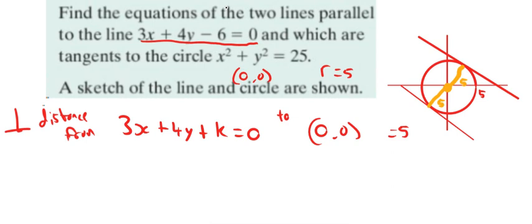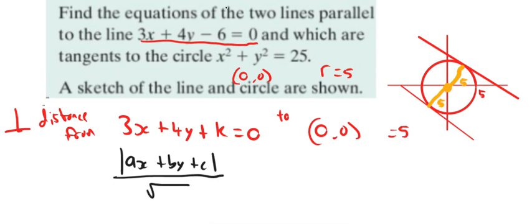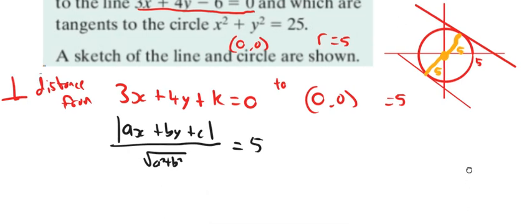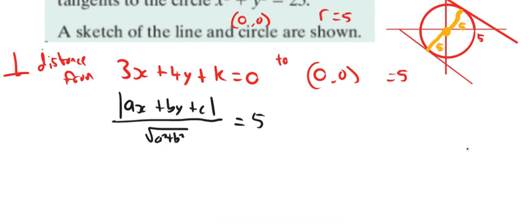Therefore, I can use the equation ax plus by plus c, the absolute value of that over root a squared plus b squared, has to be equal to, well, it's 5 in this case, so I'm just subbing in everything then. So 3 is a, 4 is b, k is c, and 0, 0 are the x1, y1 in that formula.